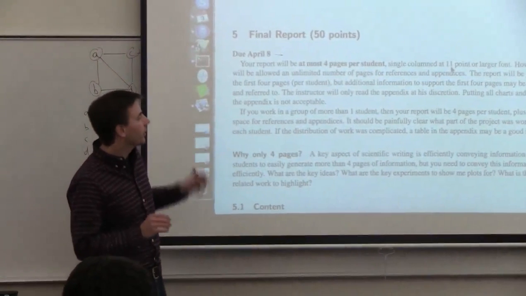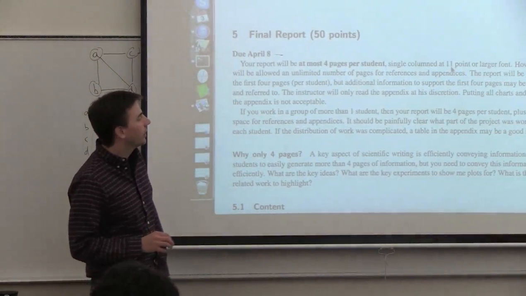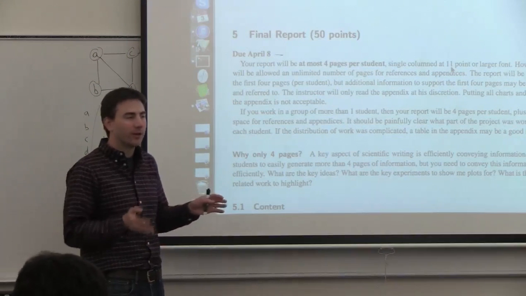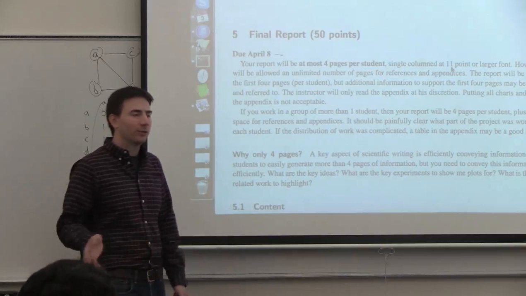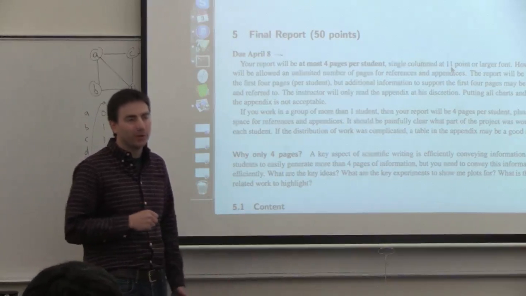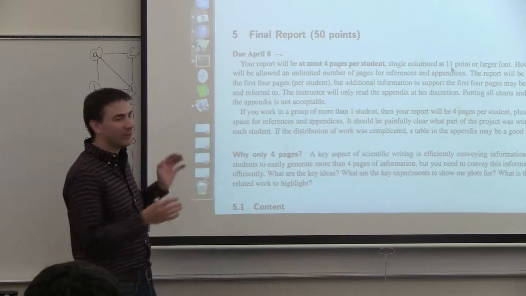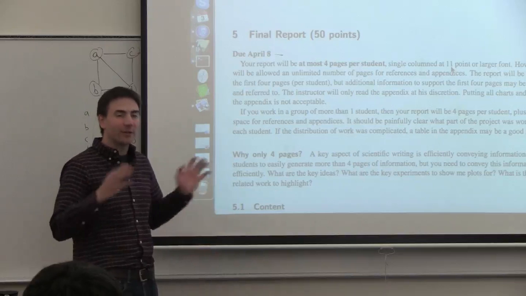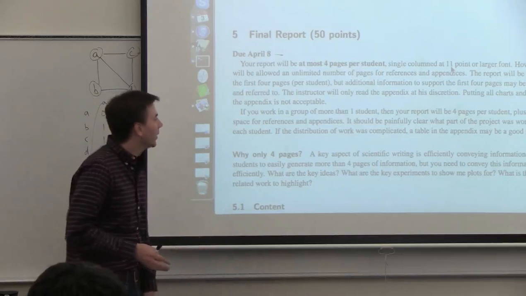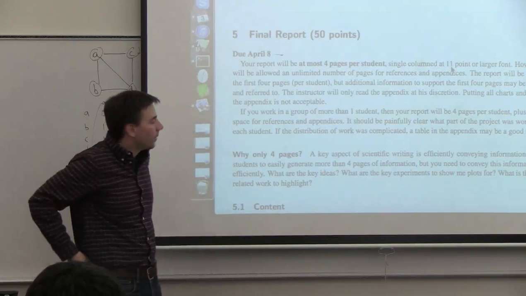Just to reiterate, there is a 4-page limit per student, and this is also single column, 11 points, so don't try and squeeze too much in. If you squeeze too much in, I'm not going to enjoy reading as much, and I'll be in a worse mood, and it's good to read, right? The point of this is to make it convenient for me to understand what you did, right? So it's 4 pages per student.